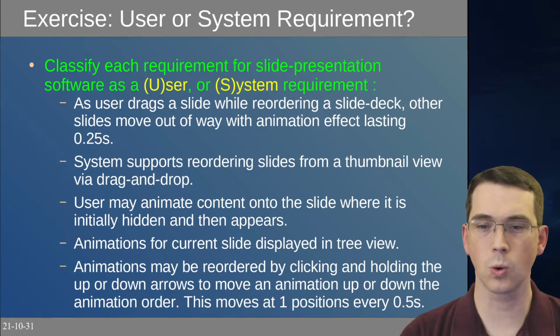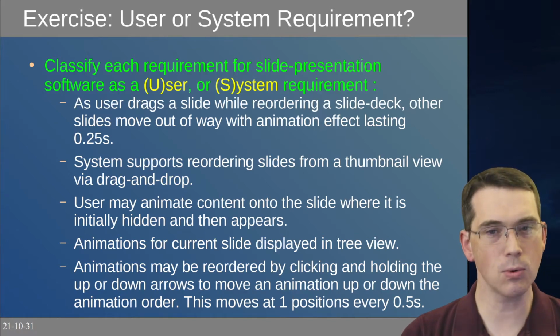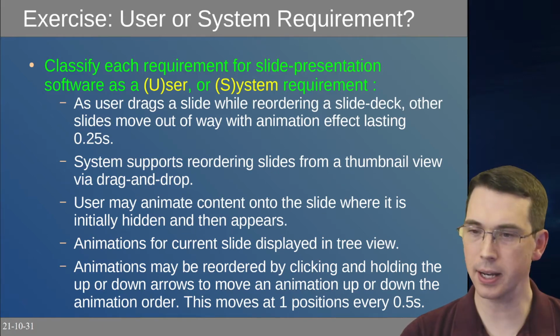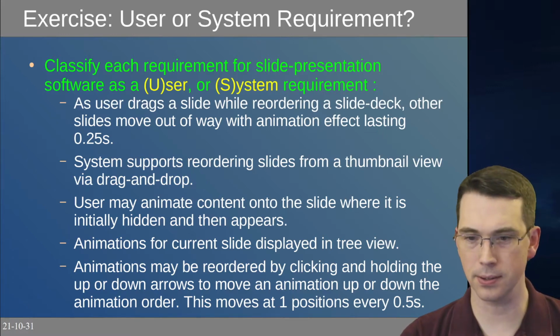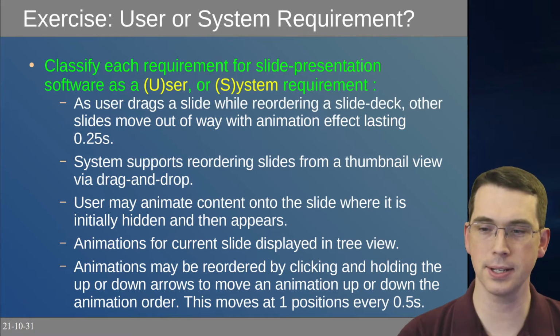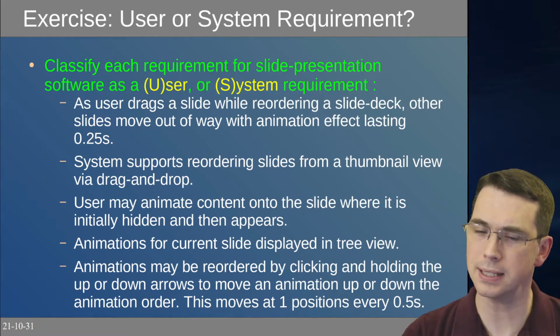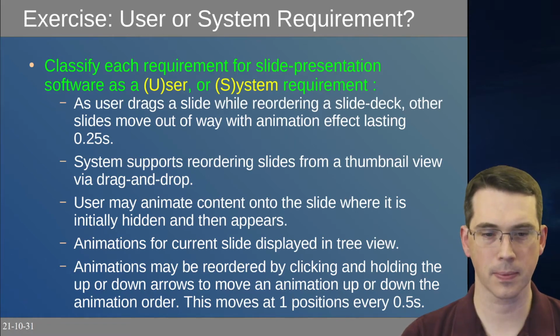The system supports reordering slides from a thumbnail view via drag and drop. That sounds more like a user requirement. That's high level. If we contrast the first two, they kind of go together. One's more user, one's more system. A user may animate content onto a slide where it is initially hidden and then appears. That's being very specific about what we mean when we animate content onto a slide, but it doesn't have all the details. So that would be a user requirement.